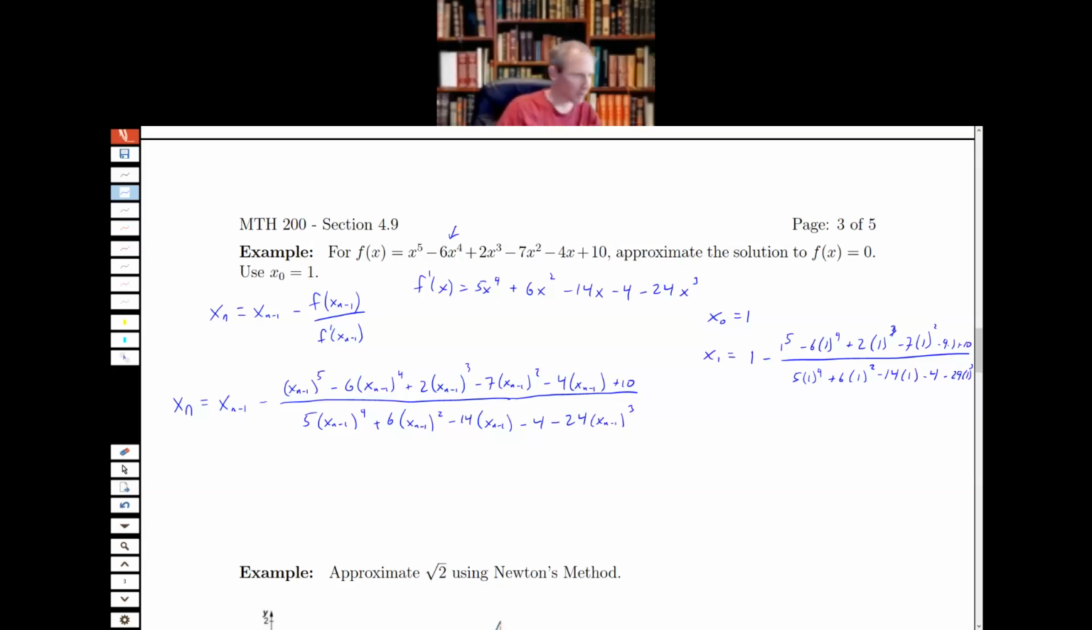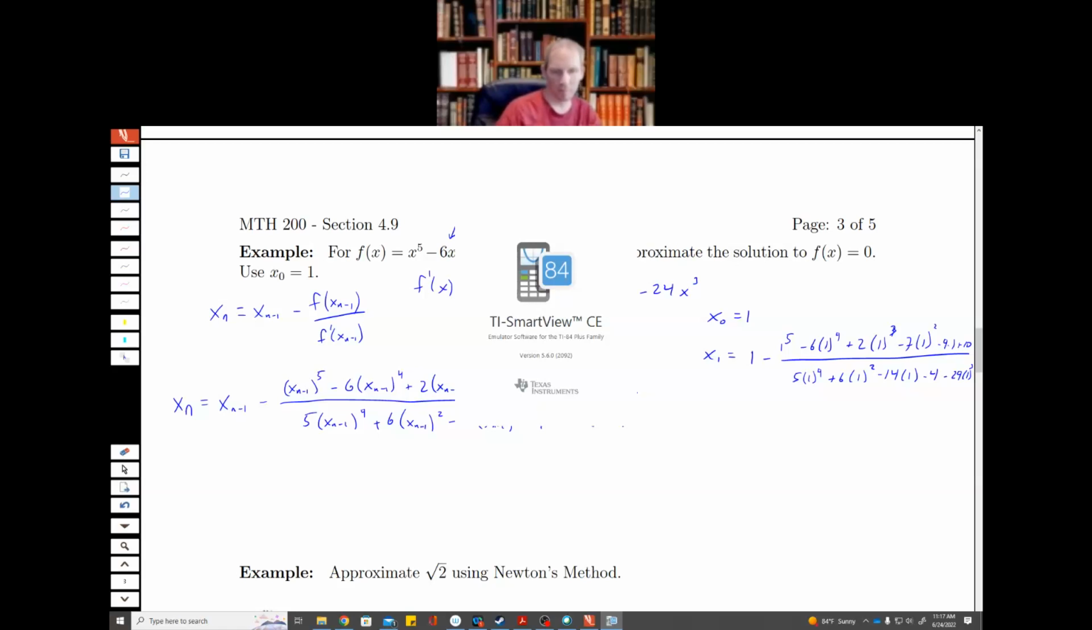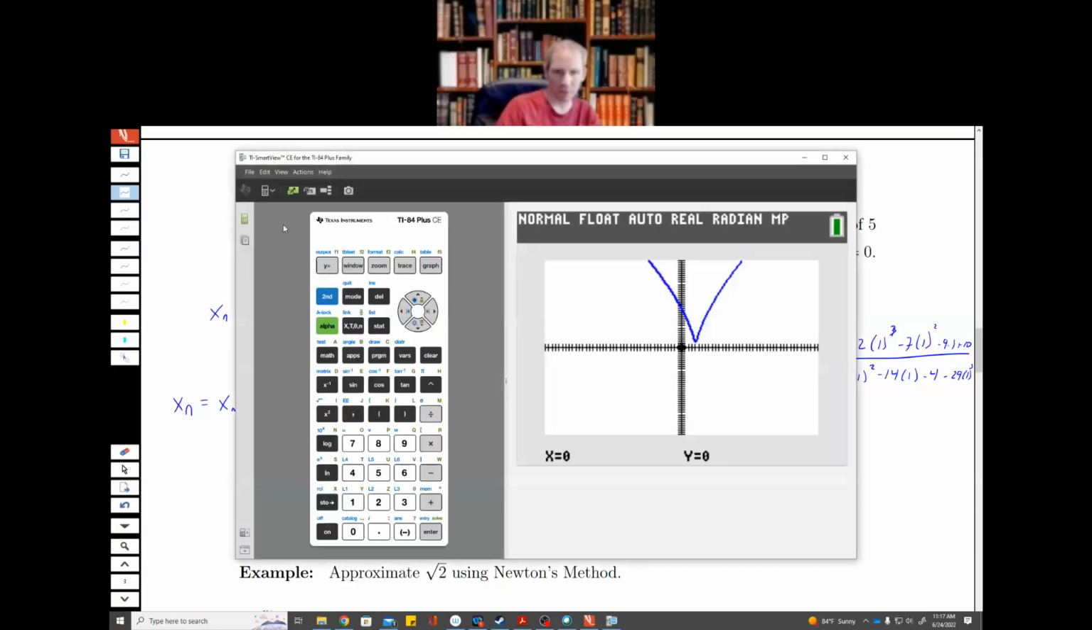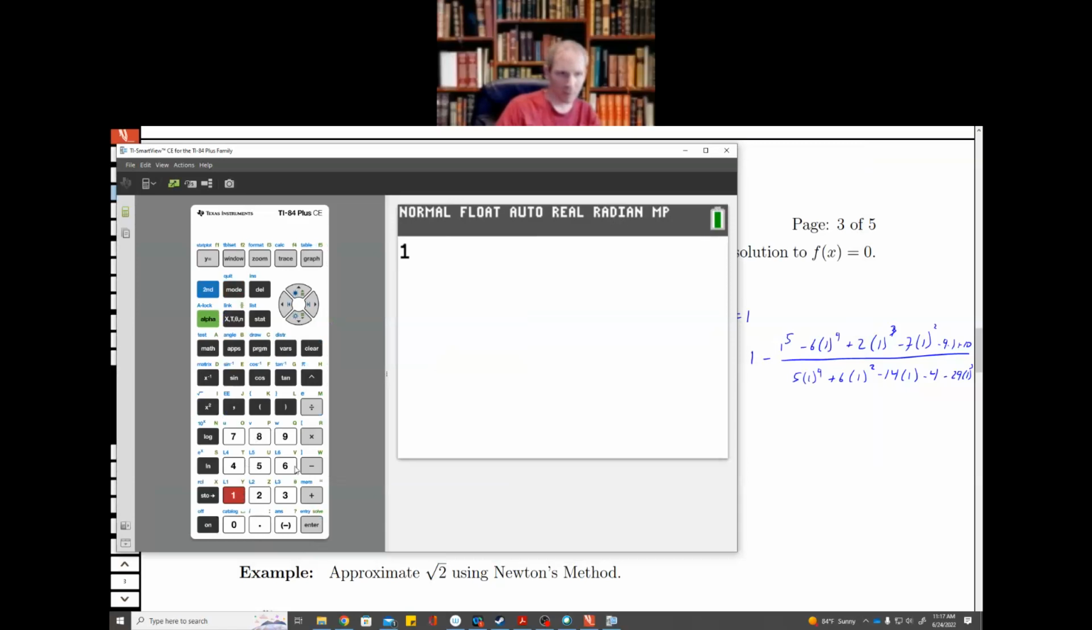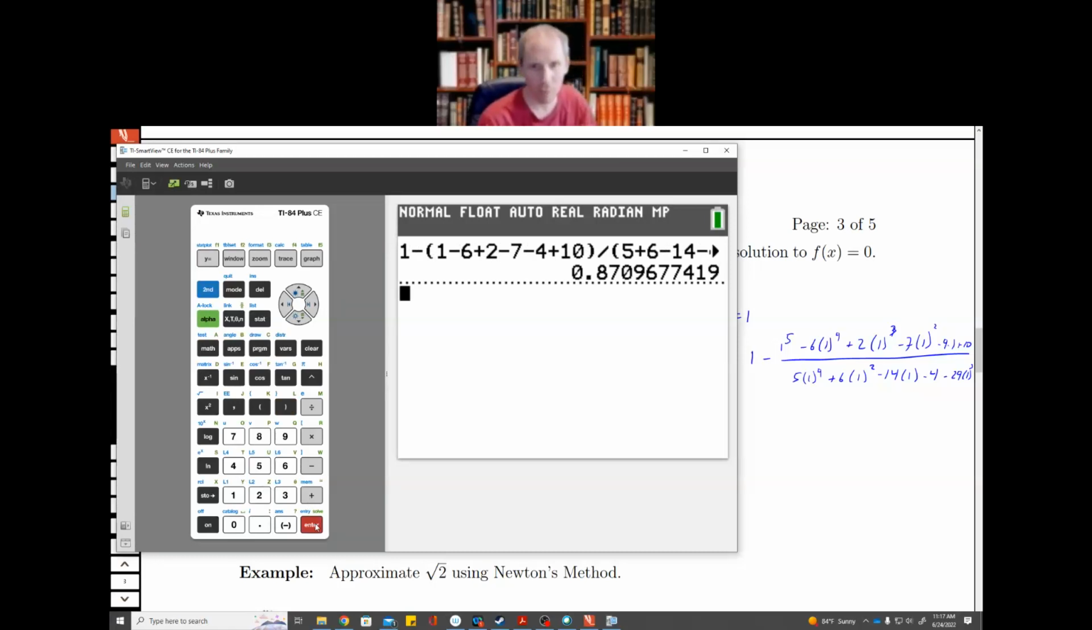Okay, so I'm going to get out my calculator and I want to do two things here. I want to show you plugging this in and the number I get, but then I also want to show you a quick way to compute values here. Okay, so 1 minus, and then I'll put this thing in the numerator. 1 minus 6 plus 2 minus 7 minus 4 plus 10 divided by 5 plus 6 minus 14 minus 4 minus 24. Okay. It's kind of a mess. All right, and we get 0.8709.